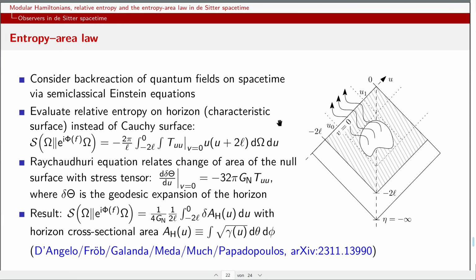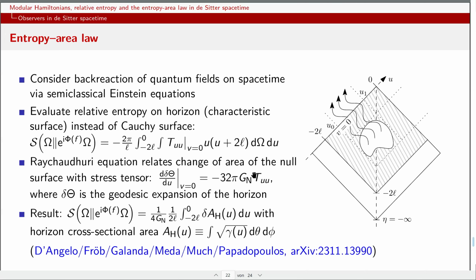For the practical computation, instead of taking the Cauchy surface eta equal constant, one deforms the Cauchy surface until the horizon. So we get the expression that the relative entropy between the Bunch-Davies vacuum and the coherent excitation is given by some integral over a component of the classical stress tensor for a classical excitation F. And then we use the Raychaudhuri equation to relate the change of area of this null surface of the cosmological horizon with the stress tensor.